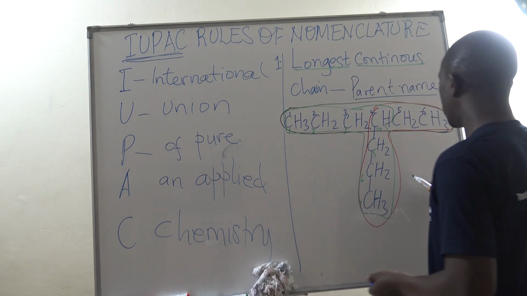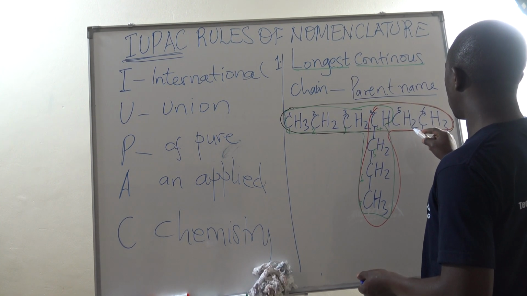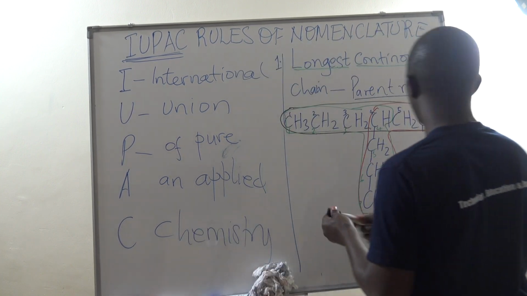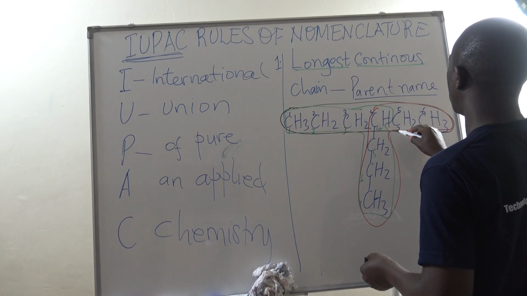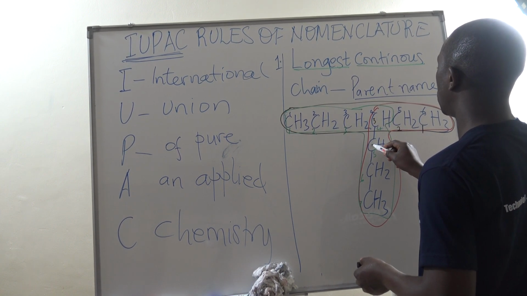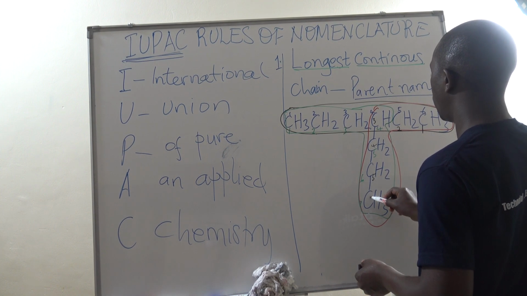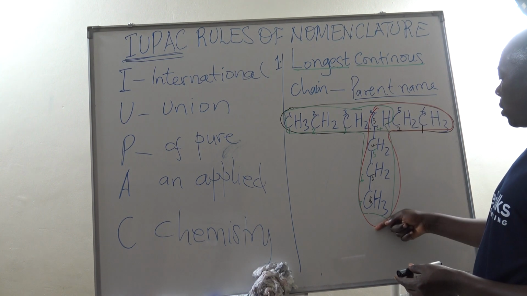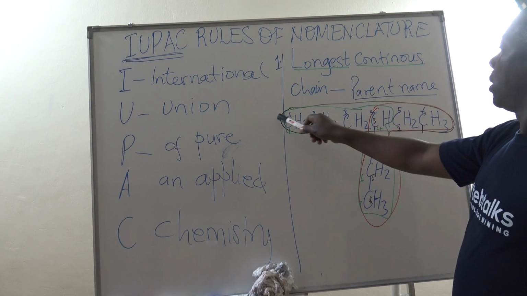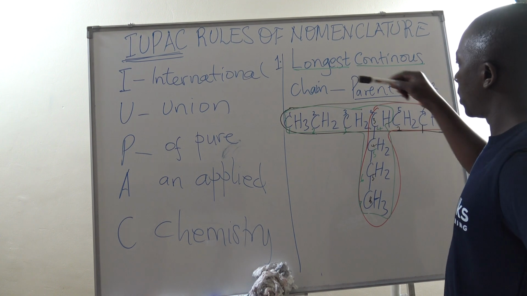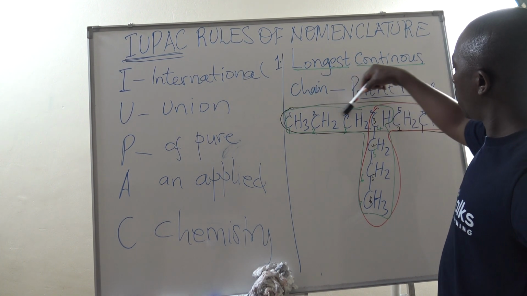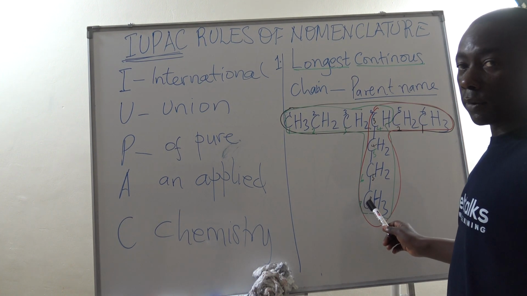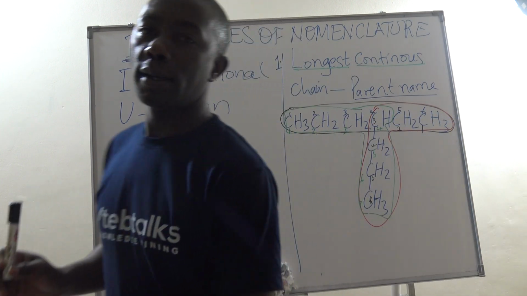Now, looking at this, 1 means black. So this is 1, 2, 3, 4, 5, 6. When we take this direction, we have 6. When we take the other horizontal direction, we also have 6. But when we move from the left towards the right, then branch downwards, we shall have 7 carbons. So this one now becomes our longest continuous chain.